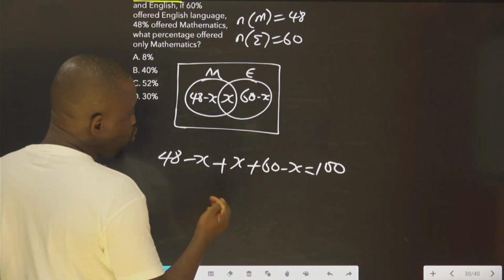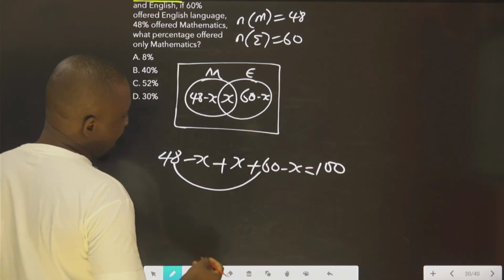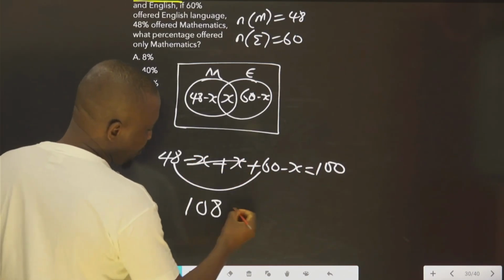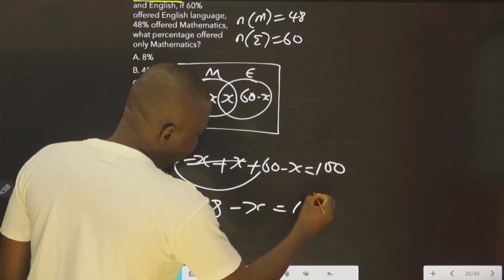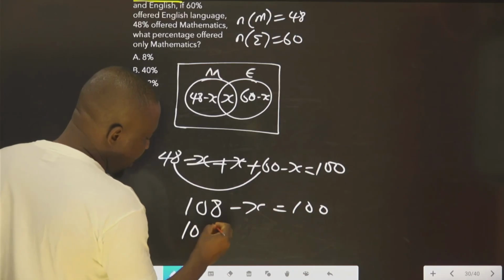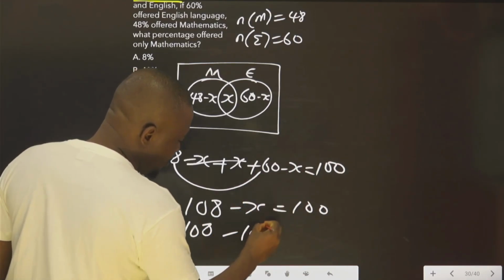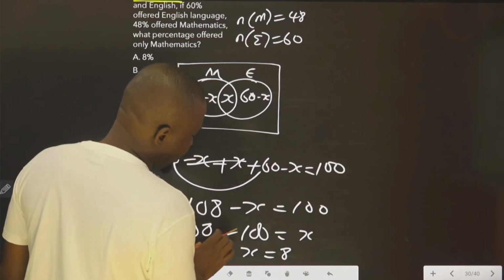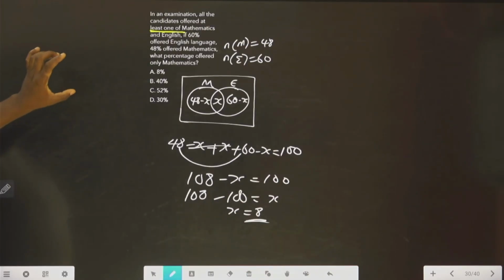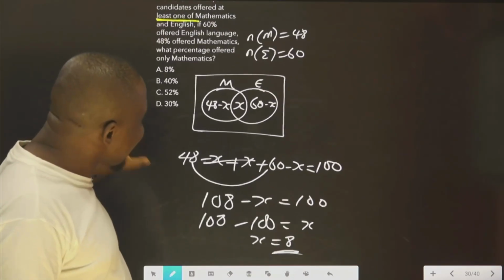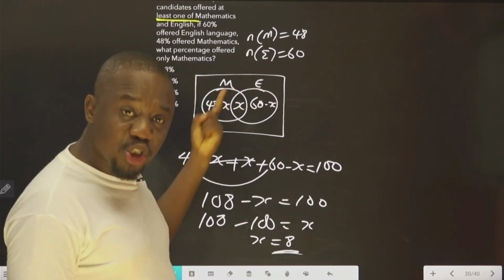So now, you agree with me, if I add these two together, I'm going to have 108. This x and this x will cancel, minus x, 108 equals 100. So this means 108, move this to this side, minus 100, and move this to this side, x will give us 8. So this 8 you are seeing here is the percentage offering both subjects.